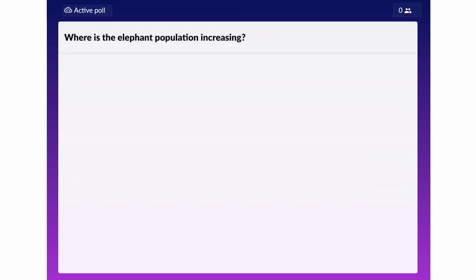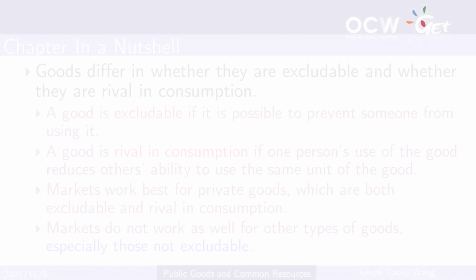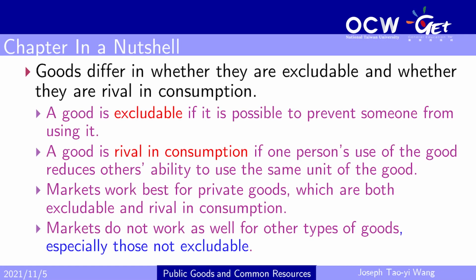So I went through this. Where is the elephant population increasing? It's the place where people are trying to solve this problem by assigning property rights and then letting the market work. All right, so to summarize the whole chapter, we talked about 2 characteristics of products.